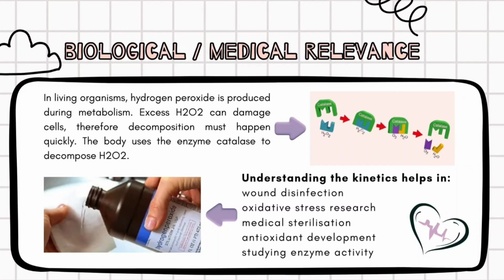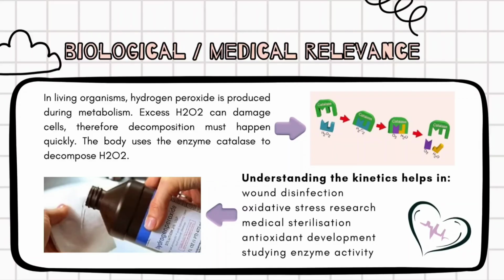Thirdly, importance of hydrogen peroxide in biological life and medical relevance. In living organisms, hydrogen peroxide is actually produced naturally during metabolism. However, too much hydrogen peroxide can damage cells, so it needs to be broken down quickly. Our body uses an enzyme called catalase to decompose hydrogen peroxide into water and oxygen. This process is crucial to protect cells from oxidative stress.